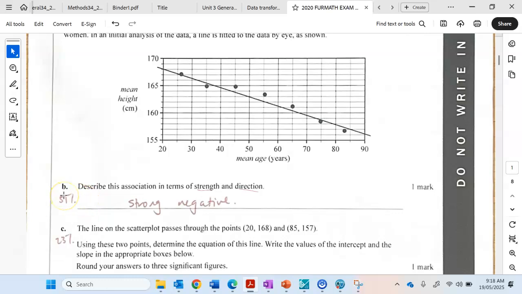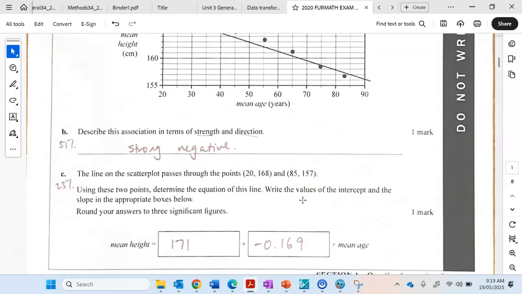The 51%, the reason it's so low is because students are used to writing 3 things: strength, direction, and form. So this was actually done quite well by you guys. For the form, you don't have to say whether it's linear or non-linear. It's only asking for the strength and the direction. So we're just saying strong, negative. This wasn't given a mark if you also wrote linear or non-linear, even if it was correct. It's only asking for strength and direction, so that's all you answer.